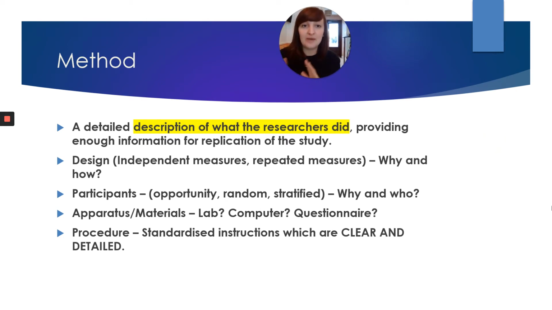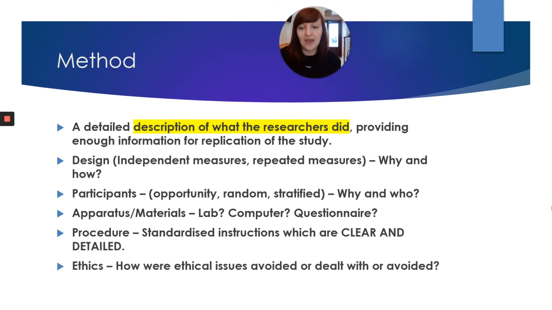The difference between method and procedure is the method is what the researchers did, and the procedure is what the participants did. So you have to put in your procedure your standardized instructions. This is what I gave the participants to do, and this is how they did it. Ethics need to be in there as well. So you gave them informed consent. You told them their results would be confidential, names anonymous, and so on. So how you avoided certain issues or dealt with them.